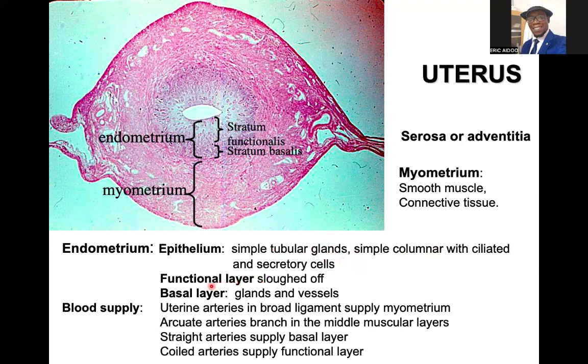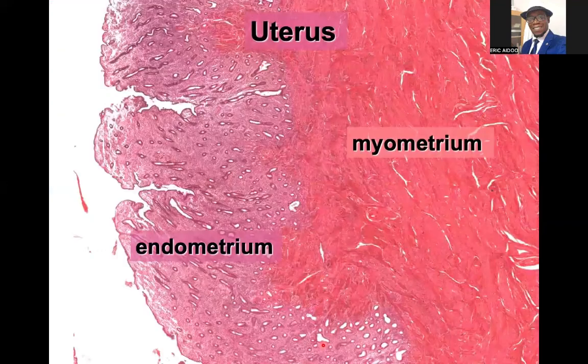Then you have the functional layer and the basal layer, also known as the stratum functionalis and stratum basale. The functional layer is usually sloughed off during menstruation, and the basale is maintained to regenerate the functionality that has been sloughed out with the menstrual blood. We also have the blood supply, with the uterine arteries in the broad ligament supplying the myometrium. You have arcuate arteries, which arch and branch in the middle muscular layers, straight arteries, which supply the basal layer, and then coiled arteries, which supply the functional layer.